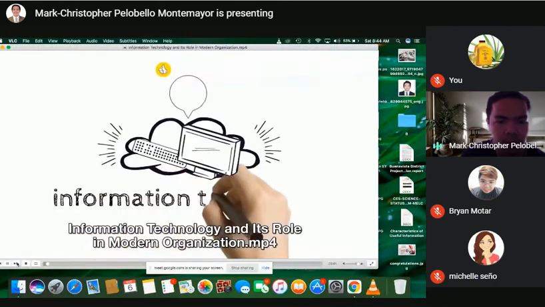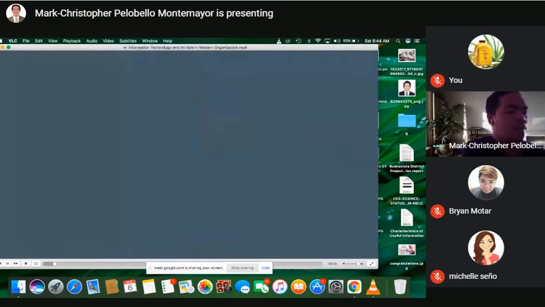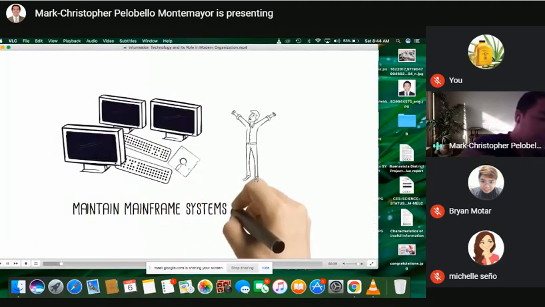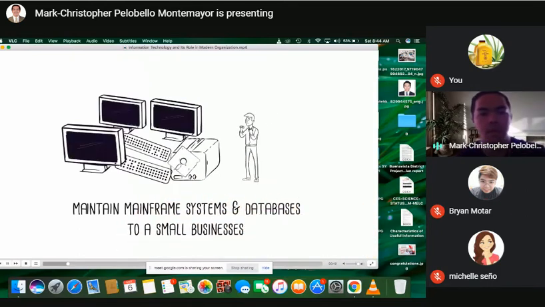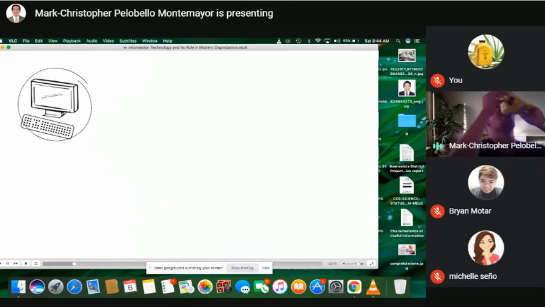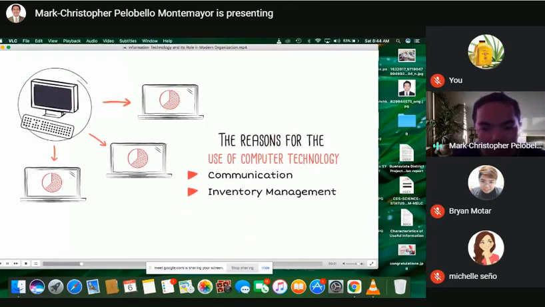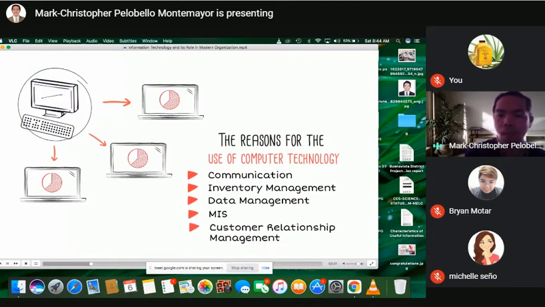Information technology has become a vital and integral part of every business plan. From multinational corporations who maintain mainframe systems and databases to small businesses that own a single computer, IT plays a role. The reasons for the use of computer technology in business are communication, inventory management, data management, management information systems, and customer relationship management.